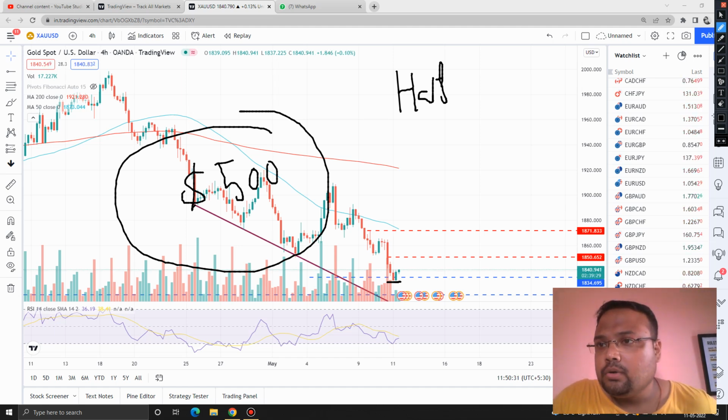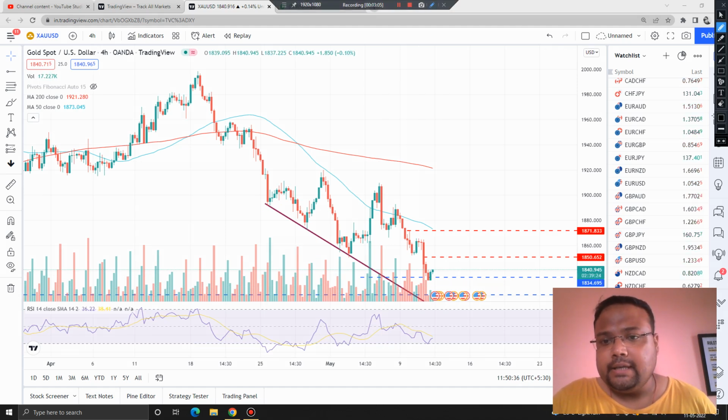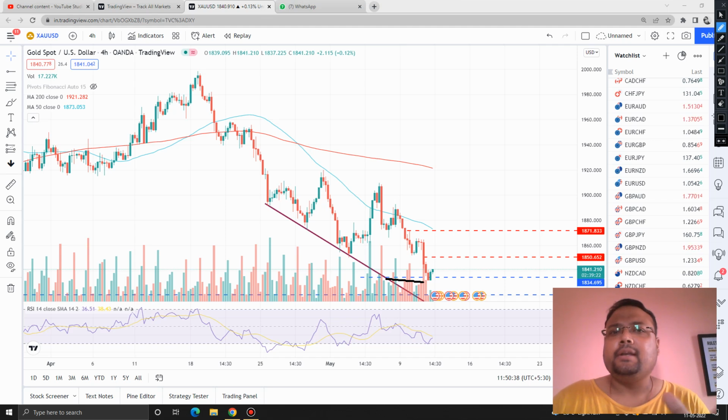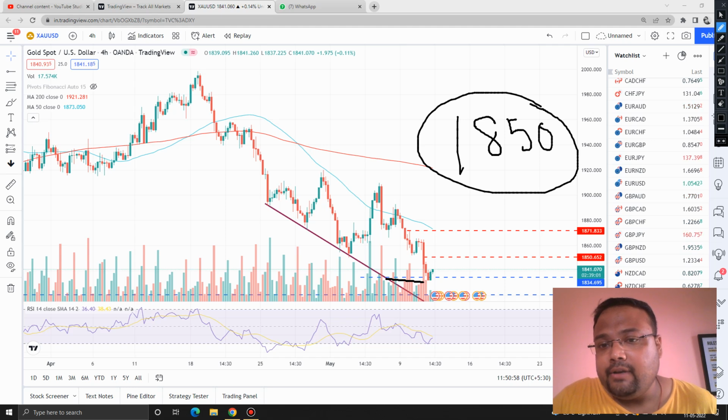As we have already discussed previously, 1834, 35, 36 is a very strong support level. So as per our expectation, market is going up. But considering the present trend of the market here, there is a possibility that market will face selling pressure again. So where can market face selling pressure? Around 1850, and this is our resistance 1.